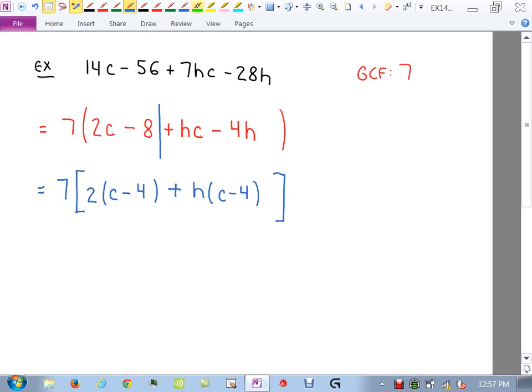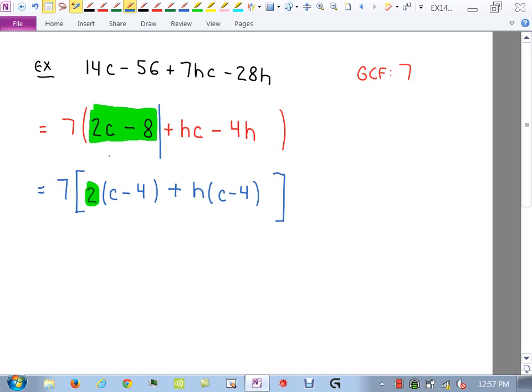Okay, so what I did there is I looked at just this, and I said, what's a GCF for that? Well, 2 goes into both of those, right? So I pulled my 2 out right there, and then I had to do a set of parentheses so that I could reproduce the green when I distribute through. So 2 times what gives me 2C? Well, I'm missing a C. 2 times what gives me negative 8? I need a minus 4. Then I close it off.